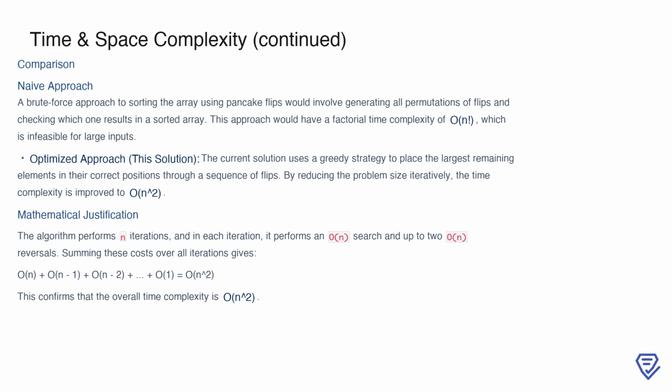Mathematically, this is justified by noting that the algorithm performs n iterations, with each iteration involving an O(n) search and up to 2 O(n) reversals. Summing these costs gives O(n) plus O(n-1) plus O(n-2) plus O(1), which simplifies to O(n squared). This analysis confirms the efficiency of the greedy approach over the naive alternative.